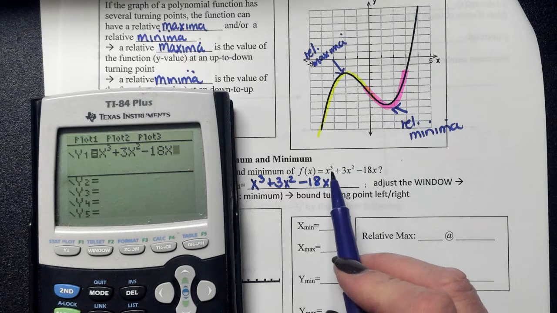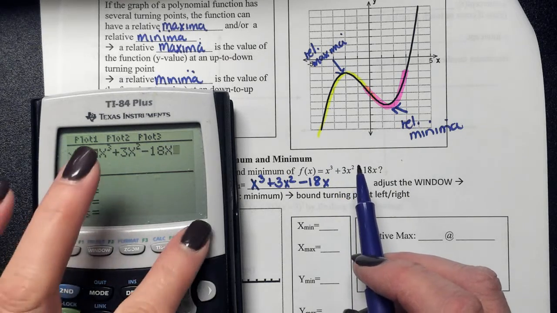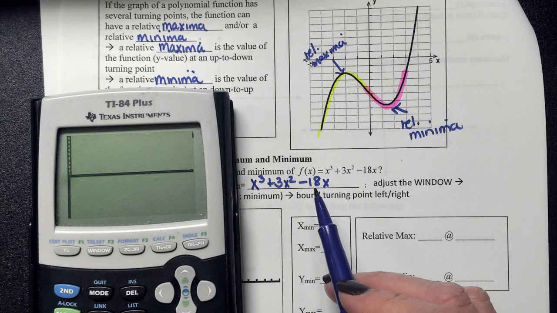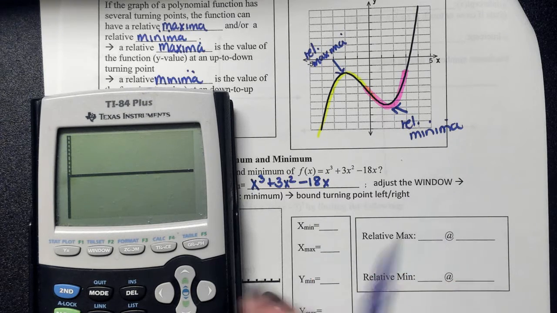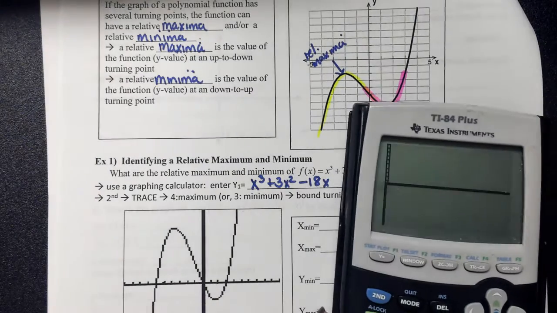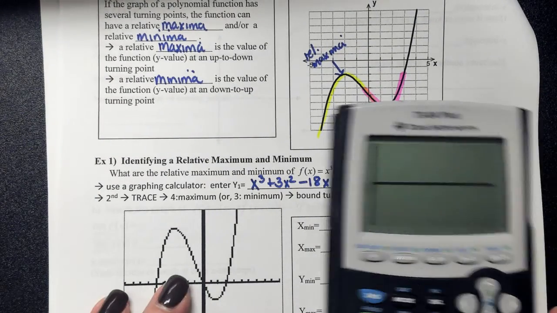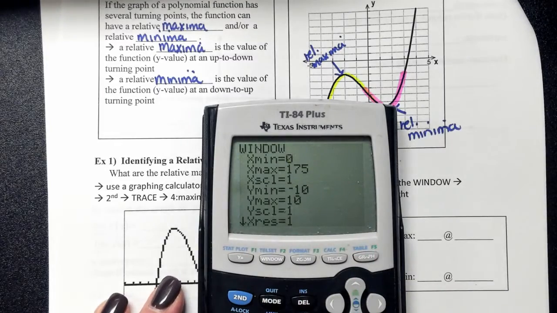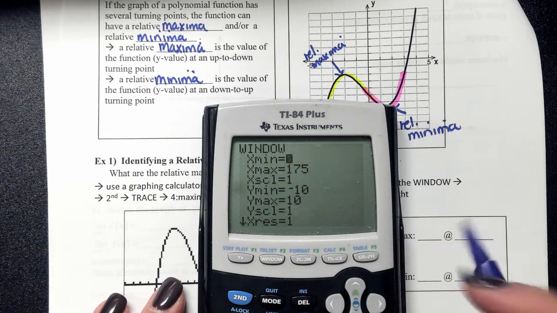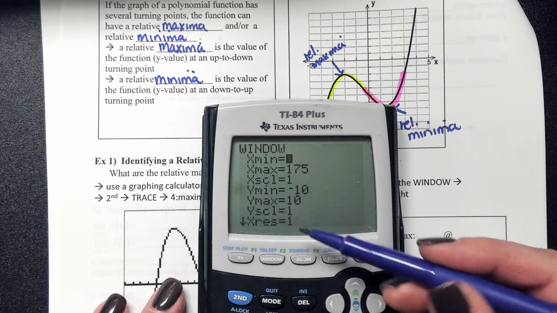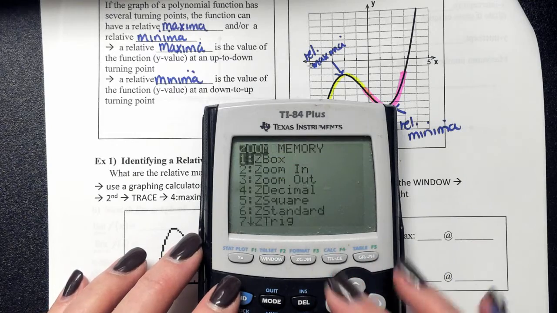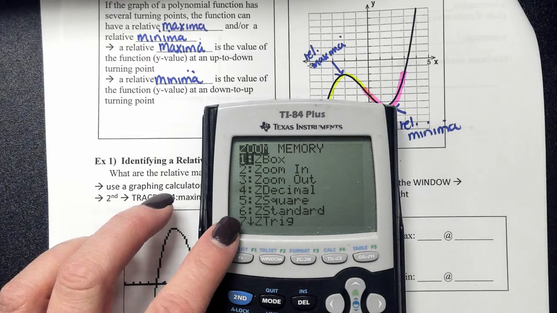Remember, this is a third degree polynomial function, so at most this graph is going to have 2 turning points. When you go to hit graph, you want to make sure that you see what the relative maxima and relative minimum are going to be. That means you may have to adjust your viewing window. If you go to window, my window has some very extreme values in it, so I'm going to go back to zoom and hit a zoom standard.